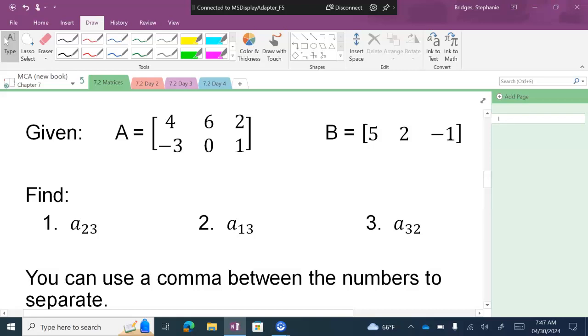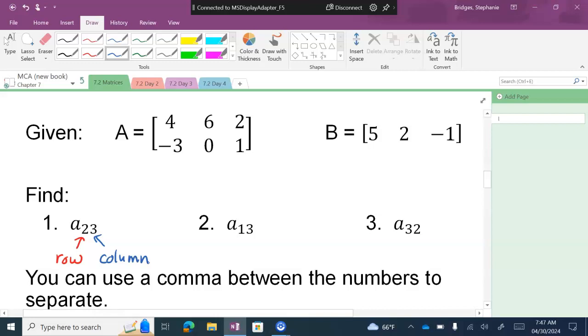Then when it's asking us to find A, and then it's got sub 2, 3, we're talking about what element is in matrix A. And then those numbers tell you the row and the column. The first number is telling me what row to look in. The second number is telling me what column to look in. And what I want to know is what element is in matrix A, that's the little a, that's telling you which matrix to use, in row 2, column 3.